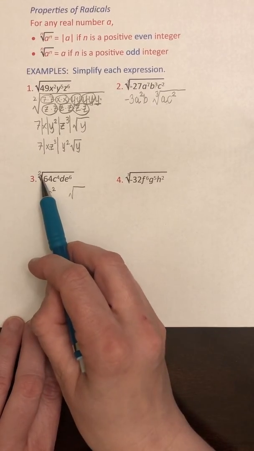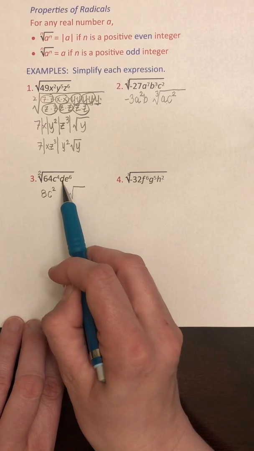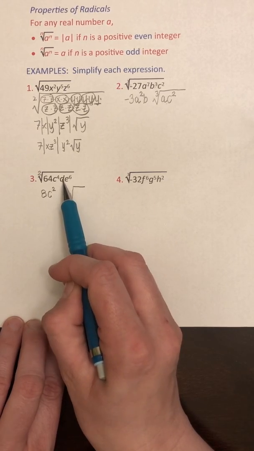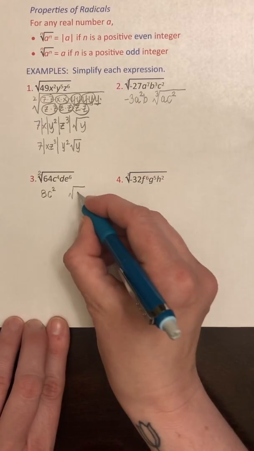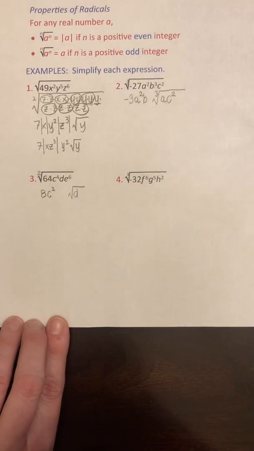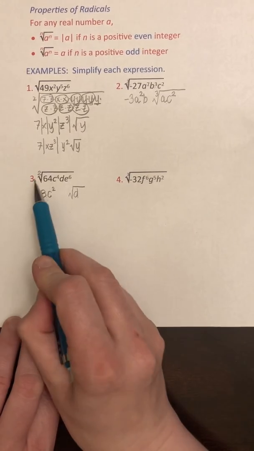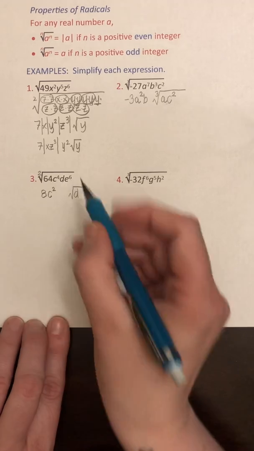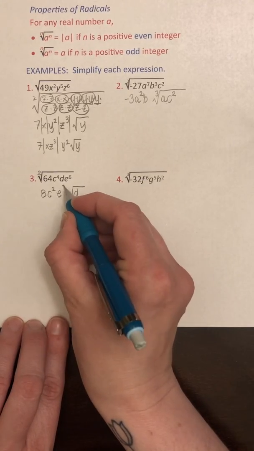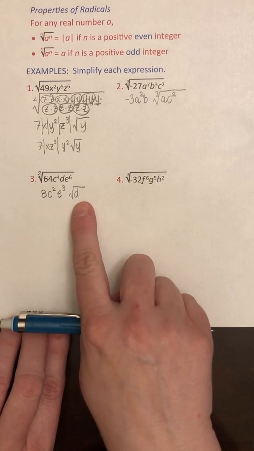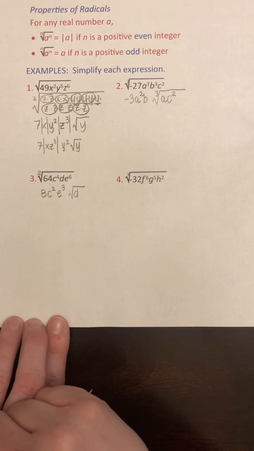Our index is 2, can we get any groups for d? No, because we only have 1, and we need 2 to make a group, so the d is going to stay underneath the radical. And then for the e's, 2 can go into 6 3 times, and our remainder would be 0, so there will be no e's underneath the radical.